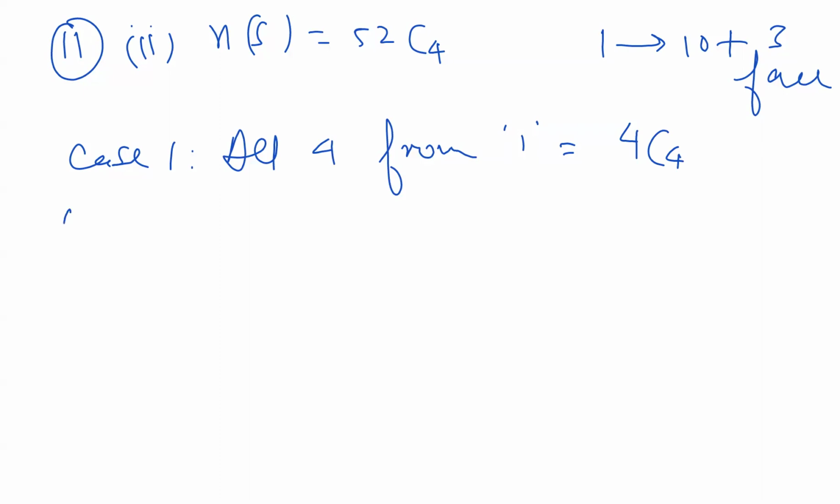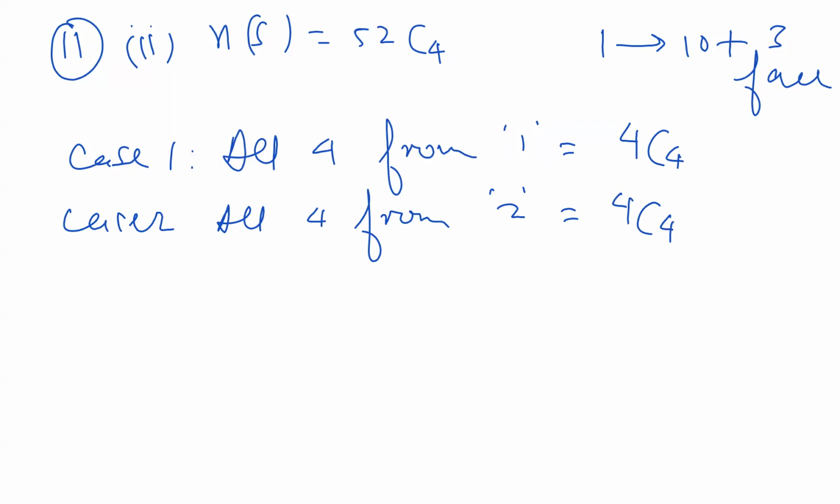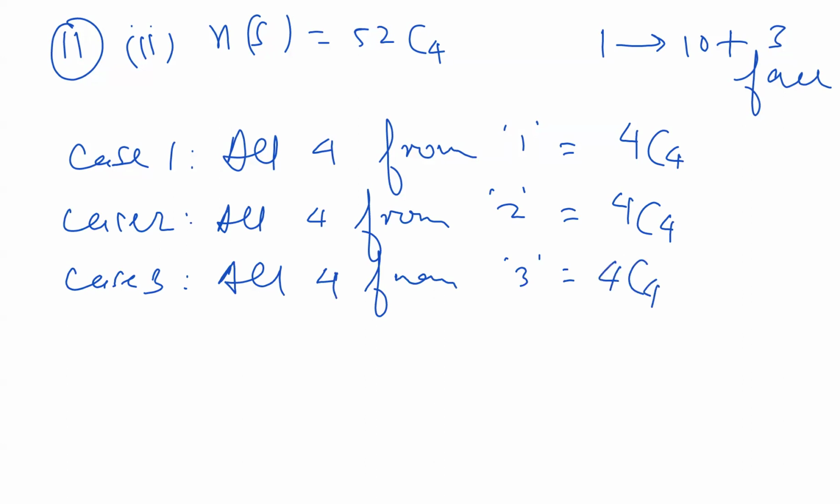Okay. Case 2, all four from number 2. So there are four number 2 cards. So 4 out of 4. Okay. Case 3, all four from number 3. So there are four total number 3 cards. Out of 4 we have to pull out any 4. So 4c4. Now this will go on for 13 times because there are 13 different categories.